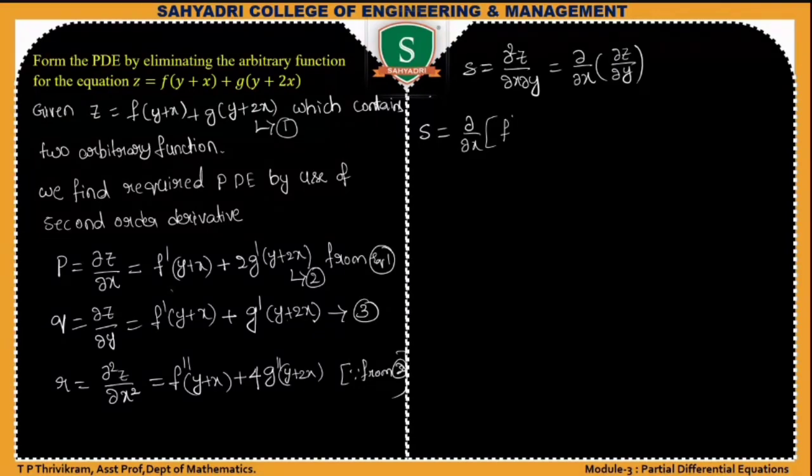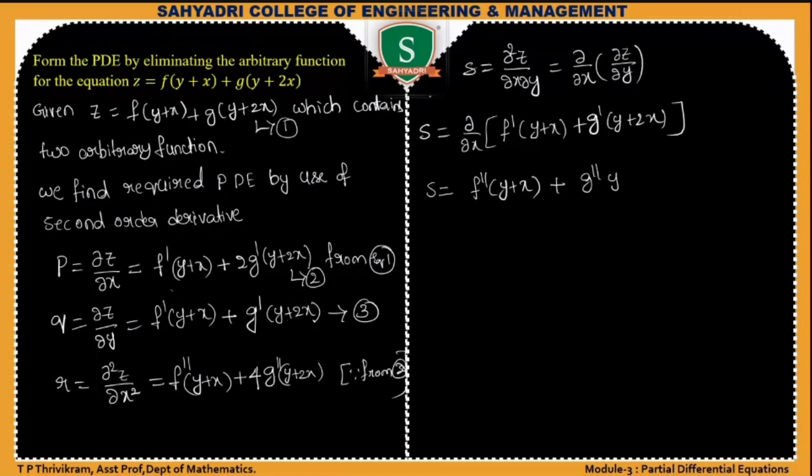f dash of y plus x plus g dash of y plus 2x. Again differentiate with respect to x. What happens? s is equal to f double dash of y plus x into the differentiation of y plus x with respect to x, which is 1, plus g double dash of y plus 2x and the differentiation of y plus 2x with respect to x is 2. So I'll write this 2 here. So this is the s value. I'm taking this as equation 4 and this as equation 5.